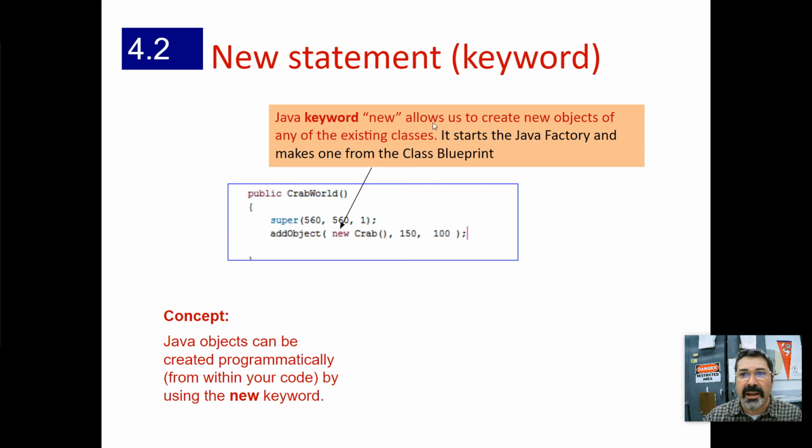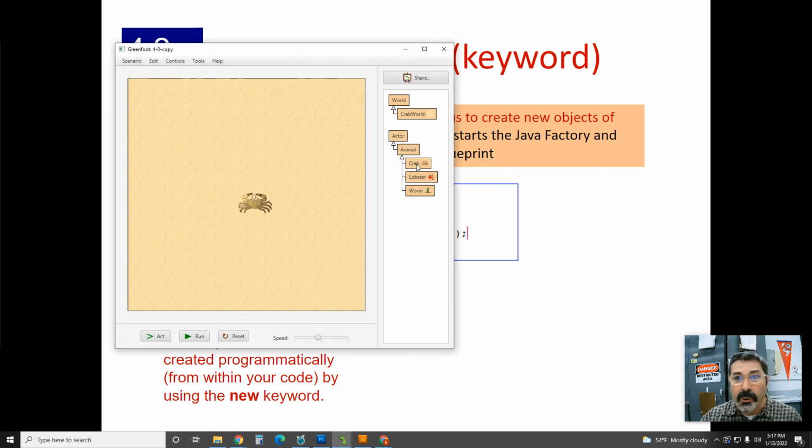So the keyword new allows us to create new objects of any of the existing classes. It starts the Java factory and makes one from the class or blueprint. We'll talk more about this later. But basically, you say add object new, and it's like, oh, I'm going to build a brand new crab. So where do we find the blueprint? Oh, we look over here. Here's the blueprint for the crab right here.